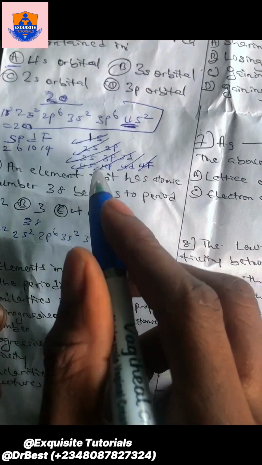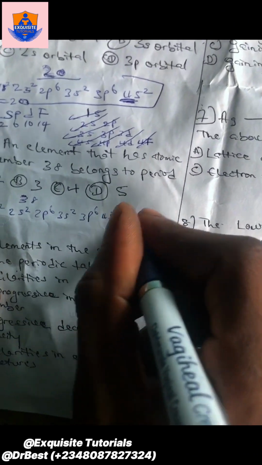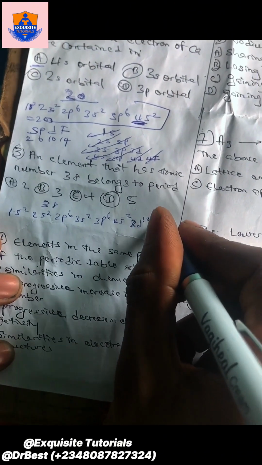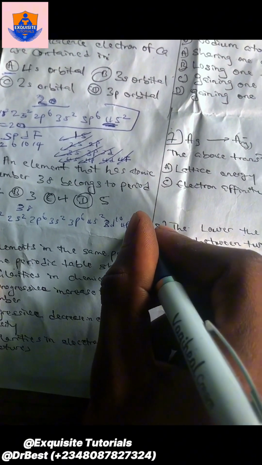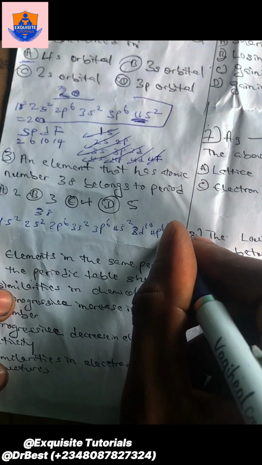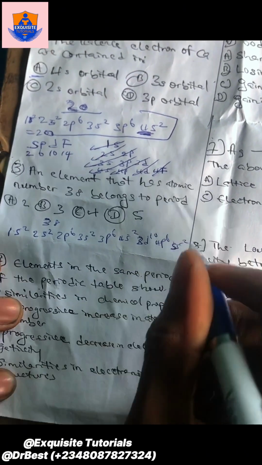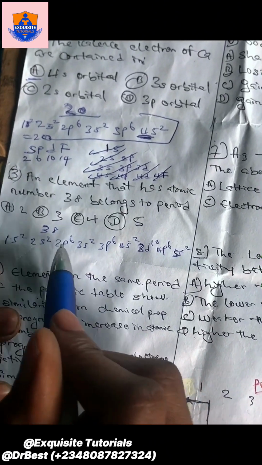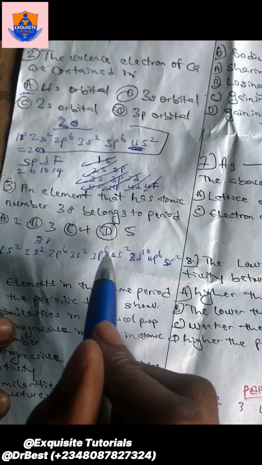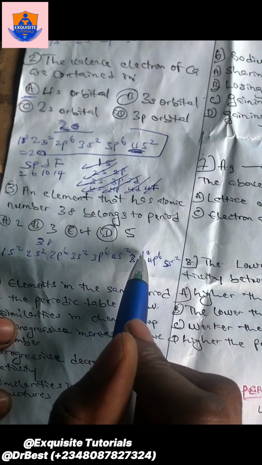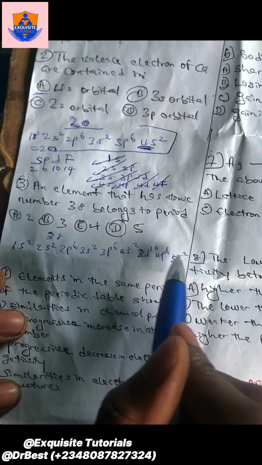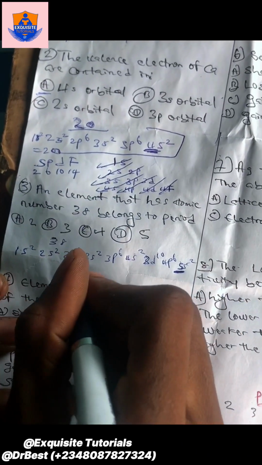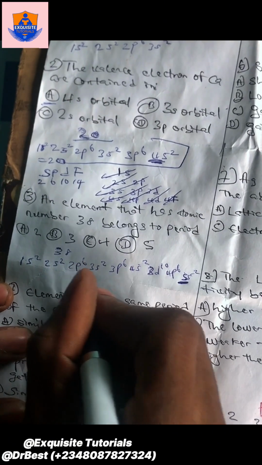After 4s we have 3d, 3d10, just like I told you. Then 4p6. Then you are going to have 5s2. So you add them up: 2, 4, 10, 12, 18, 20, 30, 36, 38. So which means that it belongs to period 5.